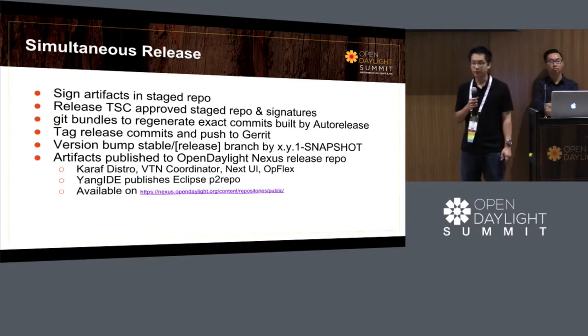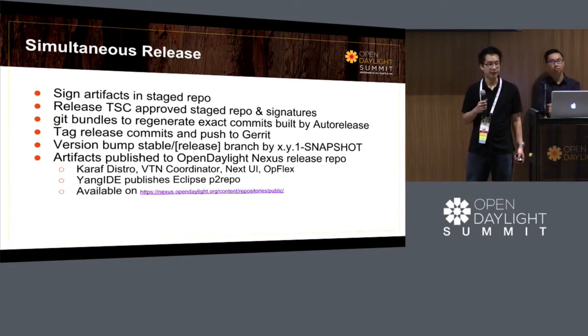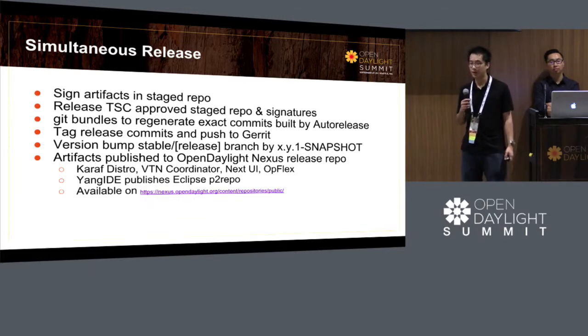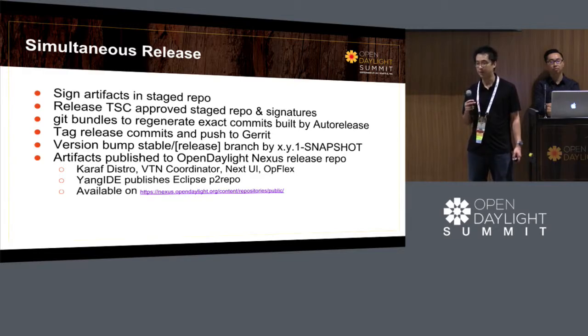Yeah, and finally on release day, we release our simultaneous release. What's involved there is the release engineering team will use our GPG keys to sign all of the artifacts. And it produces a second staging repo in Nexus. And then we release both staging repos that contain the binaries as well as the signed artifacts into our Nexus release repository. And again, we use the Git bundles to regenerate the commits, and we push those commits to Gerrit as well. And we tag the release for all the projects.